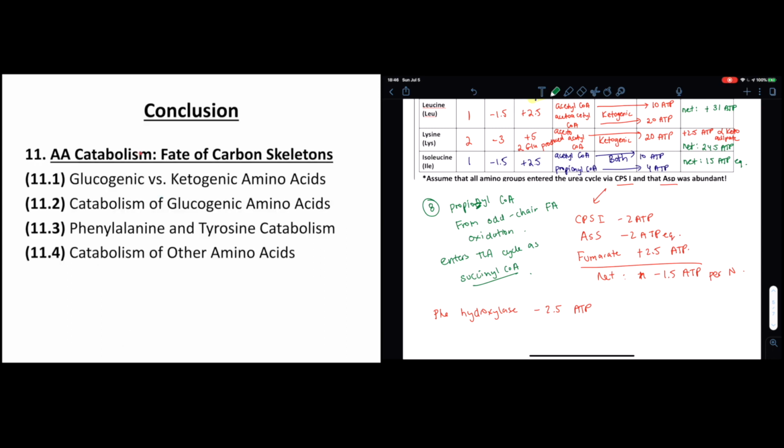That concludes our discussion for set 8, amino acid catabolism, fate of carbon skeletons. Stay tuned for set 9 on amino acid synthesis.